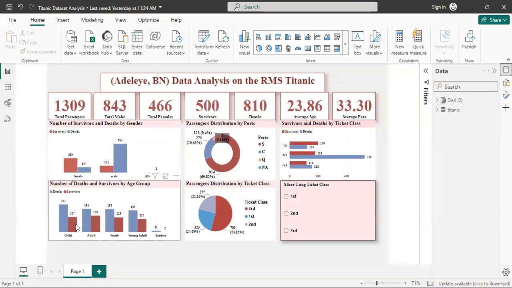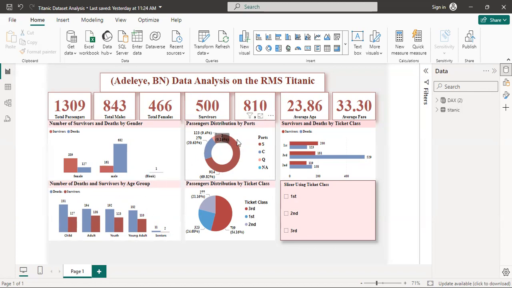Looking at the number of deaths and survivors by age group, most deaths occurred in the child category. What I did was to classify anyone below 13 years as a child. So that is where we have the highest casualty of 231 deaths, followed by those in the adults category, the youth, the young adults, and seniors. A freezing temperature may have contributed to the high number of deaths among the children.